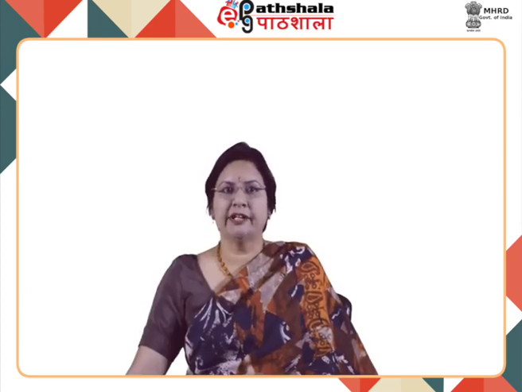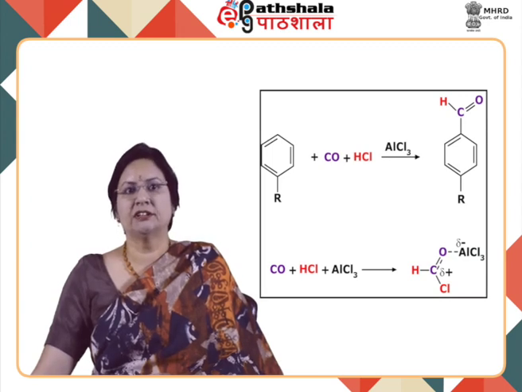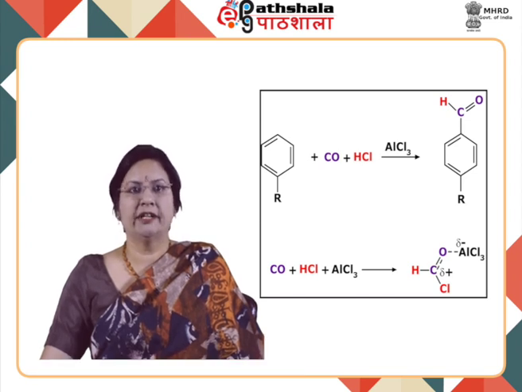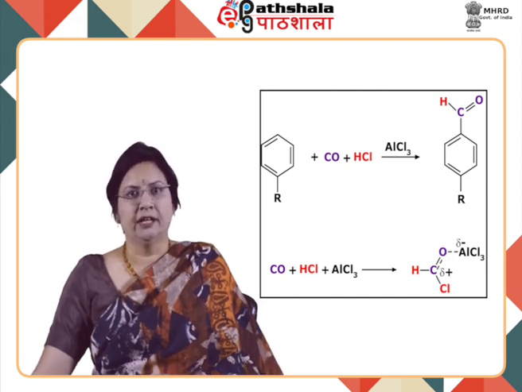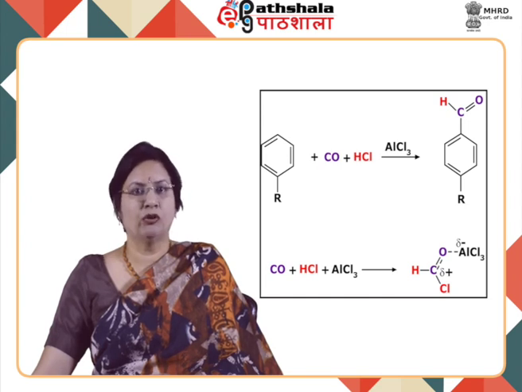So, let us begin our study with the named reaction, that is the Gattermann-Koch reaction. This reaction is used for formylation of activated benzenes, that is introduction of the CHO group. It is the reaction of an aromatic substrate with carbon monoxide and hydrogen chloride gas in the presence of a Lewis acid like AlCl3 as catalyst to form an aromatic aldehyde, and this is called the Gattermann-Koch reaction.